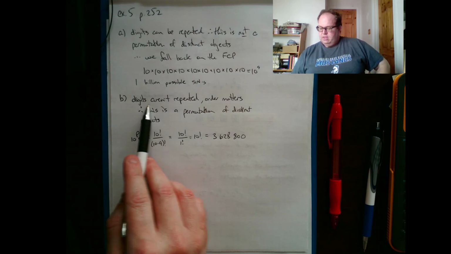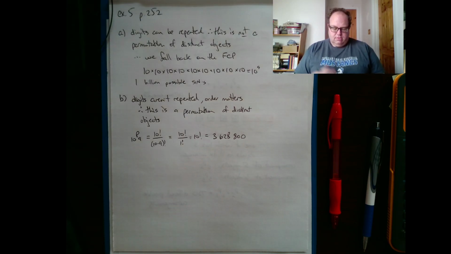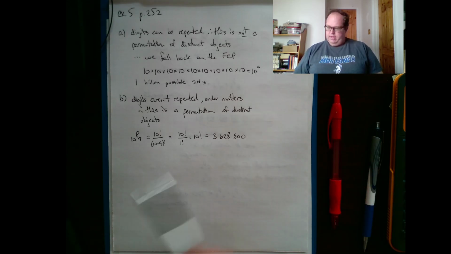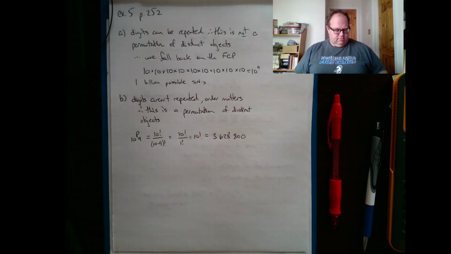So putting this condition in can actually be quite a limiter on how many outcomes you have to work with. And I just wanted to include that example to show that difference between things that are permutations of distinct objects and things that aren't.